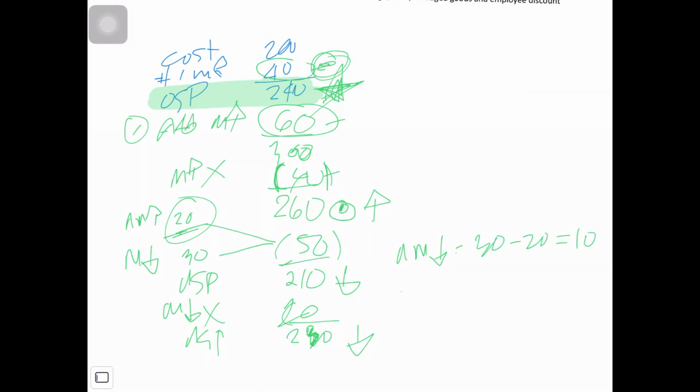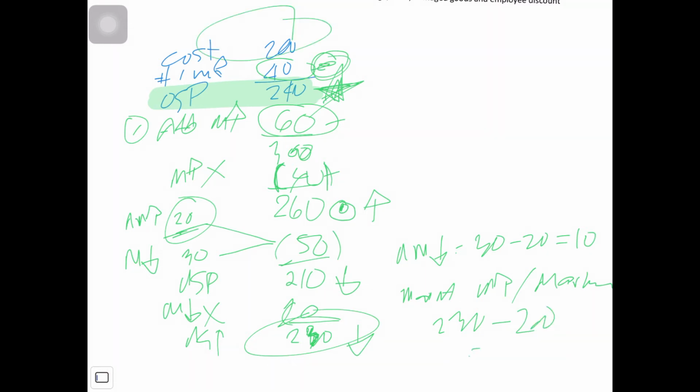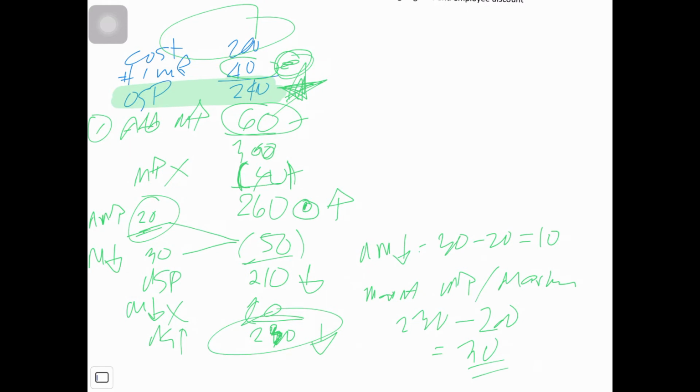We have our maintained markup, or mark on, which is our final 230 minus the 200 cost. So we have 30. So that is how to illustrate the markup cancellation and markdown cancellation.